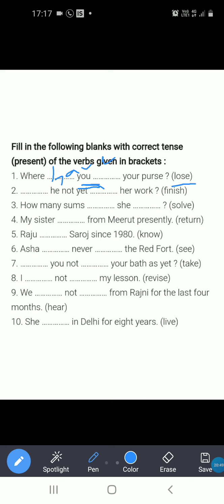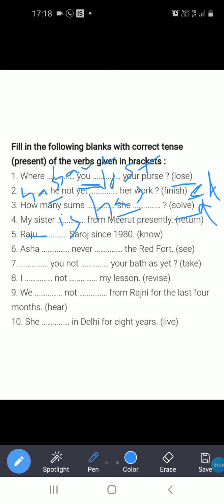Where have you, what is the main verb here? Lost. What is the past participle form of this? Lost, lost, lost. Where have you lost your purse? Next, he not yet. He is singular, so we will use has. Has he not yet finished? Finish, finished, finished. How many sums has she solved? We will add d. Solve, solved, solved.